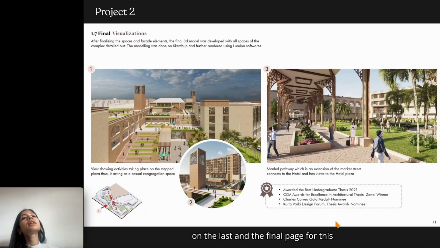So then on the last and the final page for this project, I just showed some other renders to show the detail and level of detail that was there in the entire 3D model and complex. And I've also explained them a little because these are also explaining certain aspects of my design. Again, showing the views, like where were they taken from within the complex, so softer and smaller detailed aspects were also covered in this.